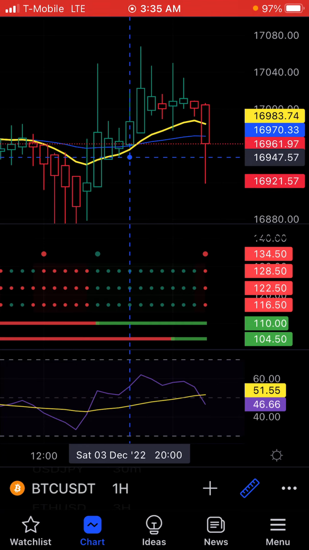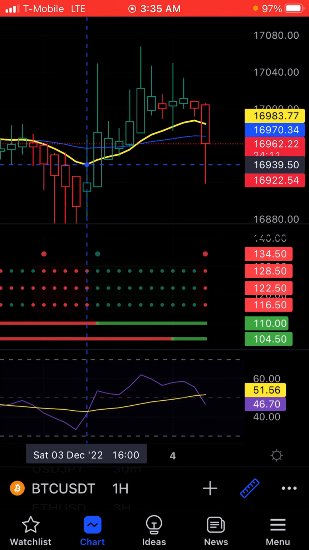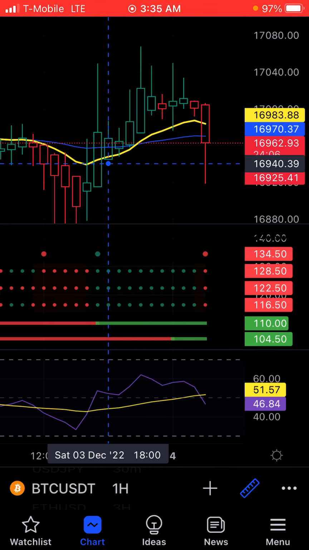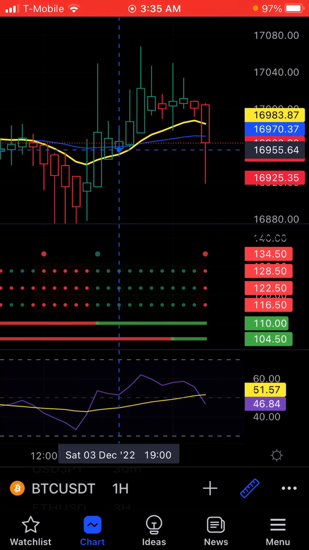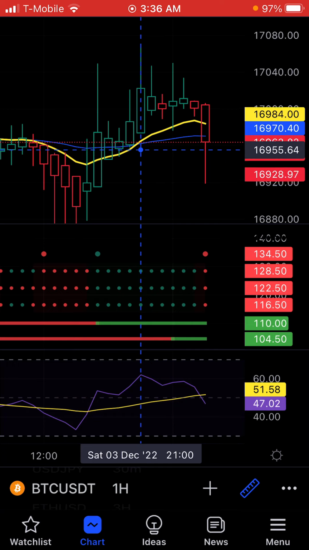You want to find the moment where there's that green dot. You don't look for the red dot. Look for the green dot that's by itself. You see right there, that's by itself. That gives you the indication that it's going to start going up. The whole goal here is to get in a little bit earlier so you can get more gains.